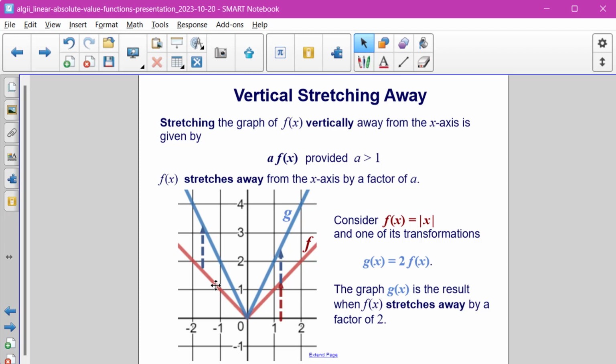So notice we're going from the red parent function f of x to g of x, which is 2 times f of x. So we're going from negative 1, 1 to negative 1, 2. And we're going from negative 2, 2 to negative 2, 4. The origin is still the same because that lies on the x-axis. But the other points that are not on the x-axis in the original parent function are being stretched further away from the x-axis. And they're doing that, in this case, by a factor of 2.